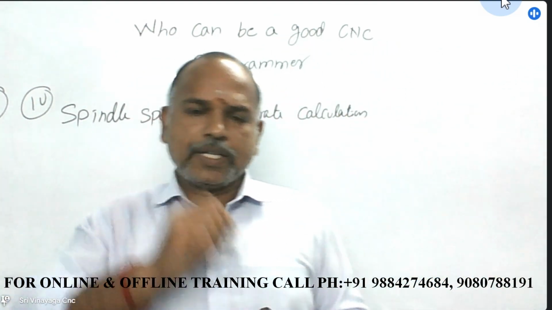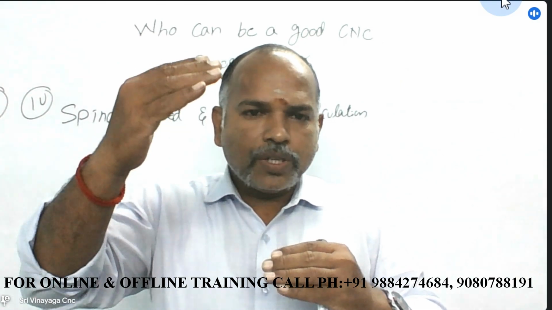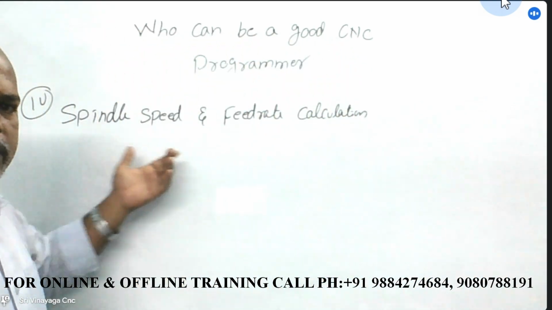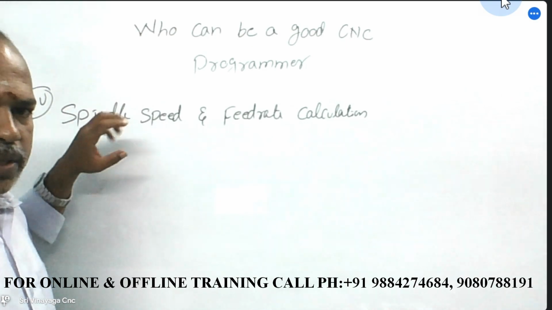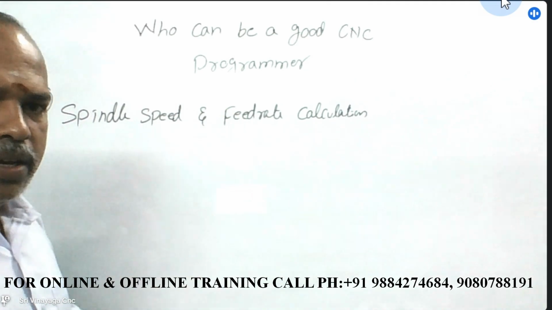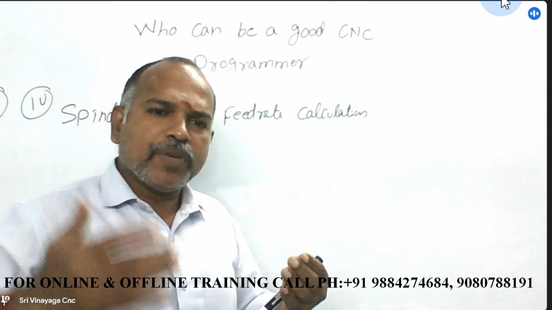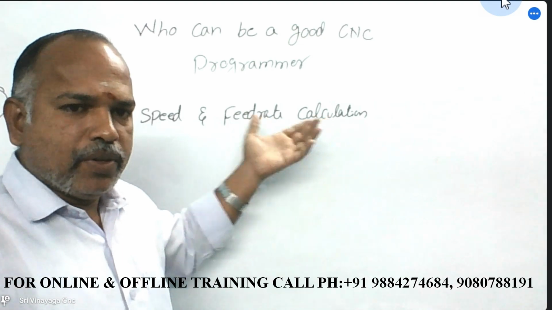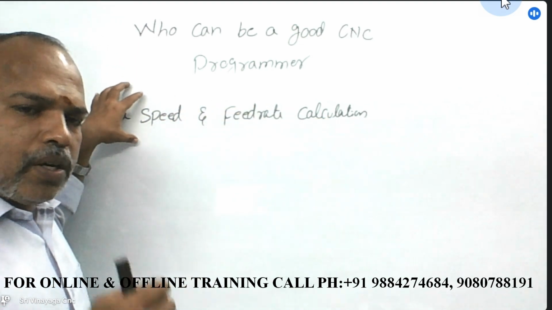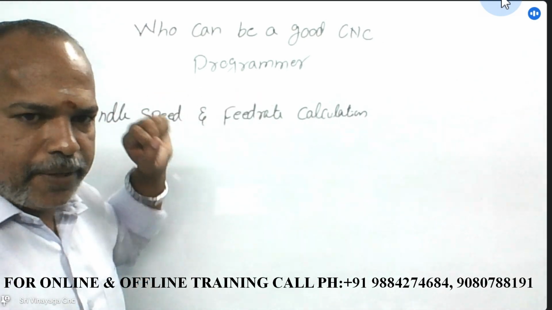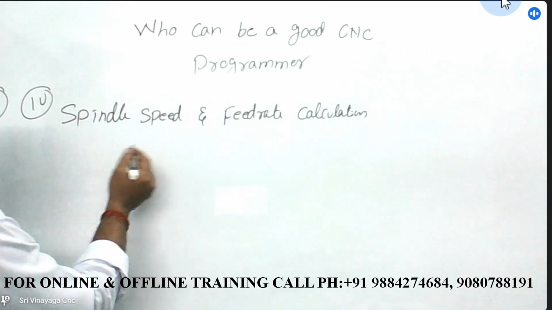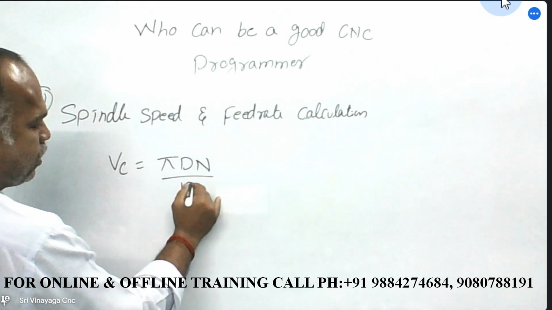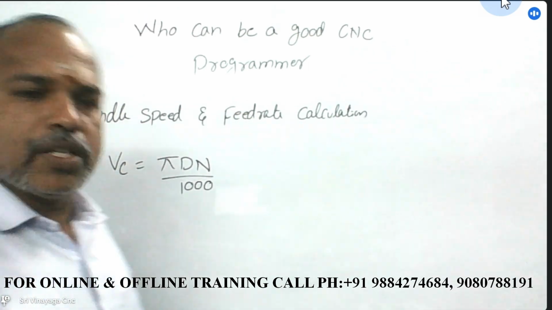Spindle speed and feed rate calculation, to increase or decrease the production. This plays a very important role. Based on spindle speed and feed rate, we will increase the production, or in some companies decrease the production. So we should know the calculations for spindle speed and feed rate. For spindle speed there is a formula: Vc equals pi D N by 1000. This is the formula to find the spindle speed.